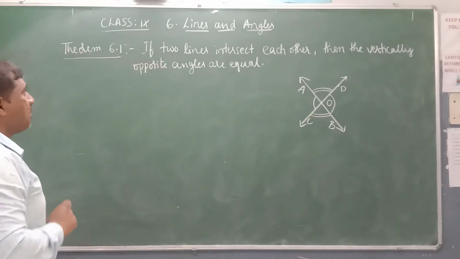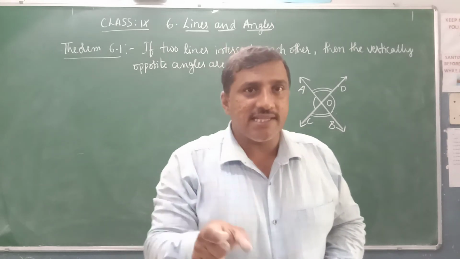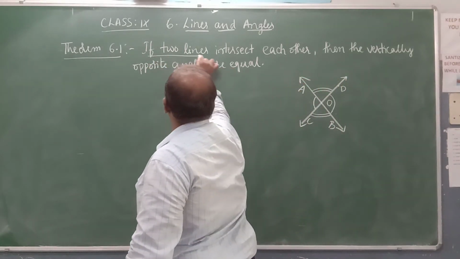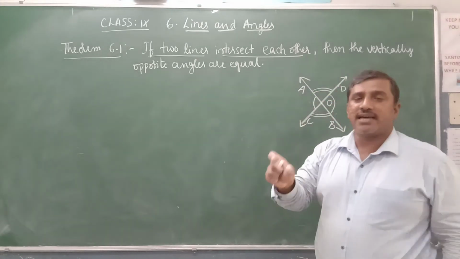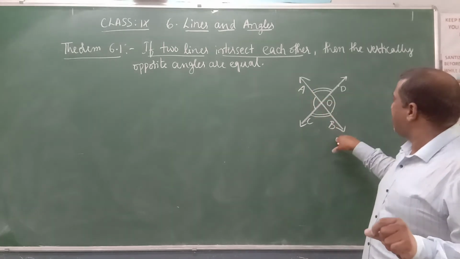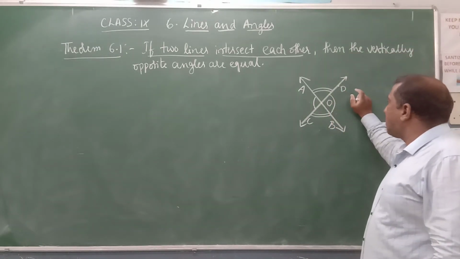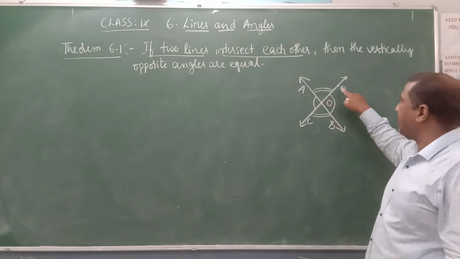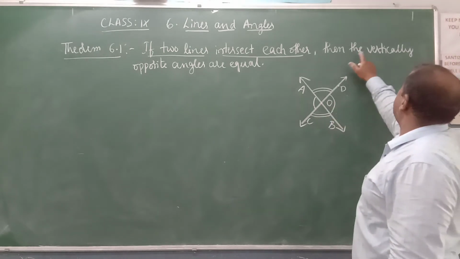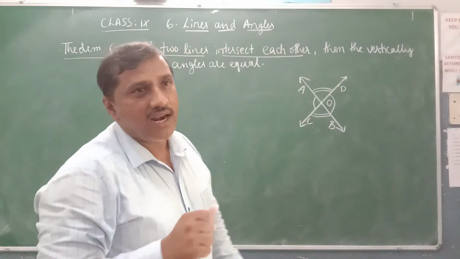That we need to prove. Here, every theorem will have two statements. One statement represents the given data, and the other is what we have to prove. What is the given data? Two lines are given, and they intersect each other. Let lines AB and CD intersect each other at point O. Then the vertical angles formed are angle AOC and angle BOD, and similarly angle AOD and angle BOC. Then the vertically opposite angles are equal. We have to prove these two pairs are equal.